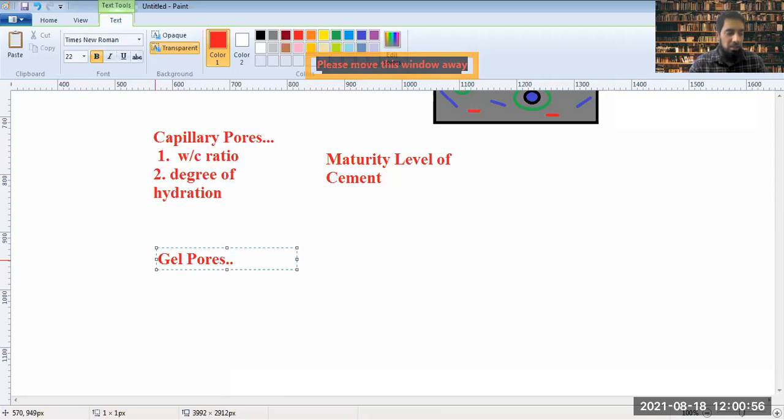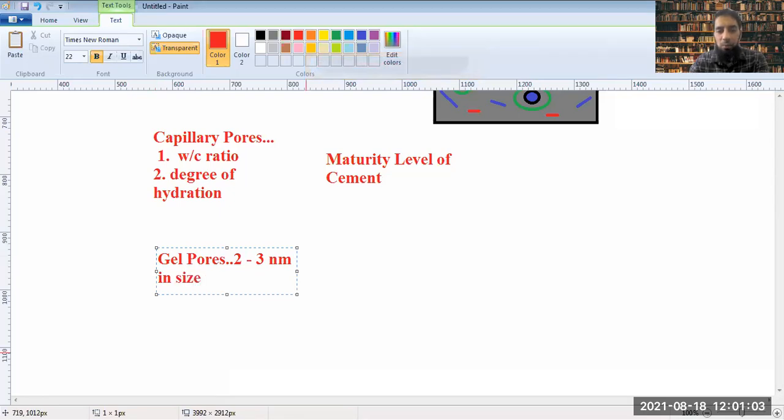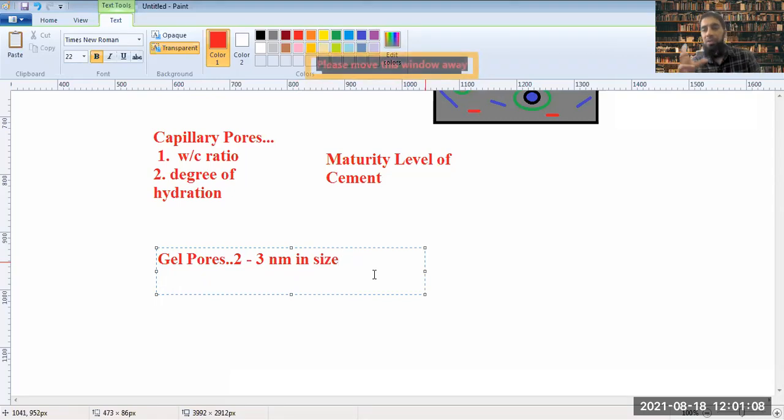Then gel pores, which I was just discussing, are 2 to 3 nanometers in size. So they are very small. Compared with the cement particle, which is around 45 microns, 2 to 3 nanometers is around 10 raised to the power 3 times smaller than the size of the cement particle. So the gel pores are so small in size that the water particles, which are around 1 nanometer in size, get trapped within these gel pores.